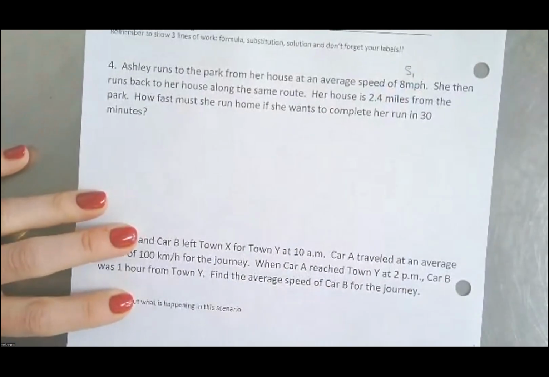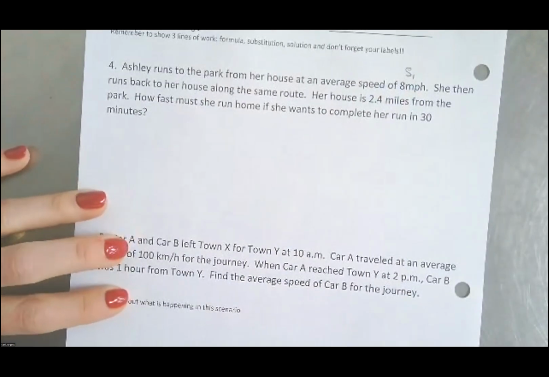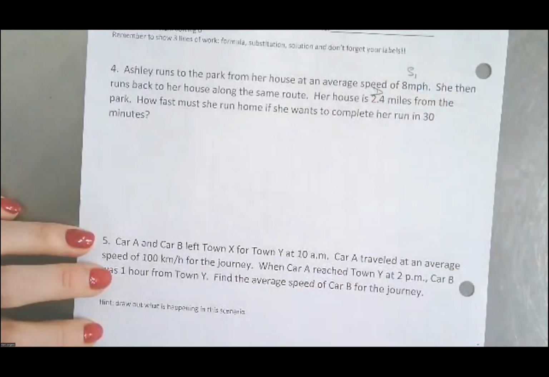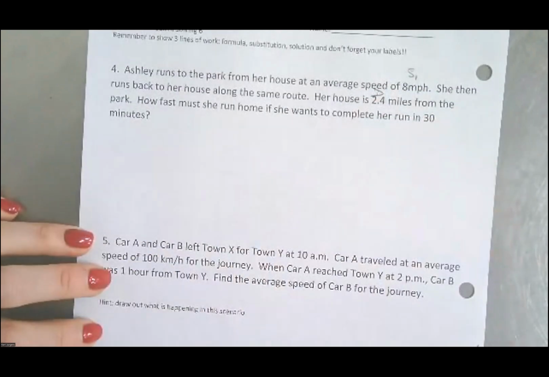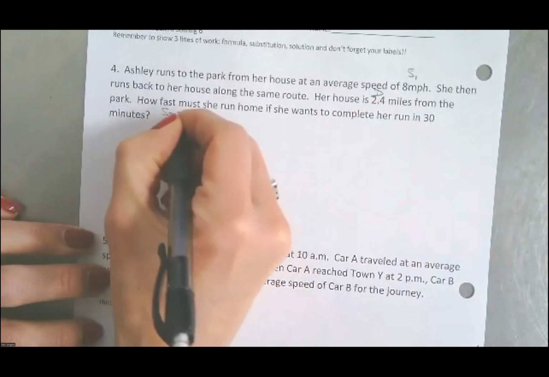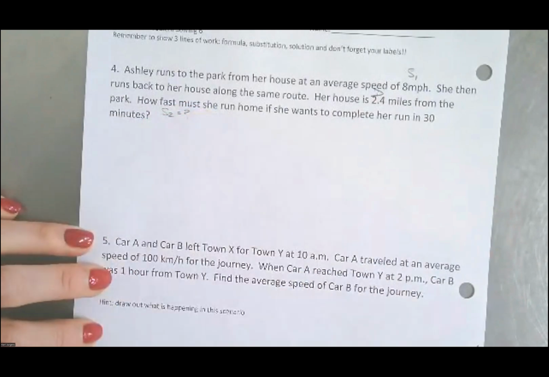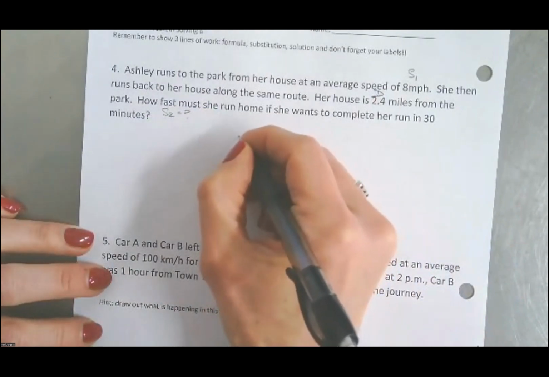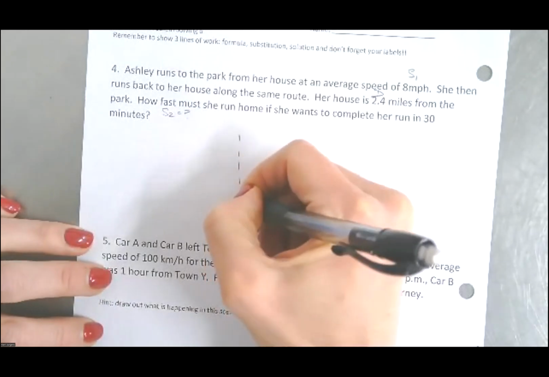That's one speed. She then runs back to her house along the same route. Her house is 2.4 miles, that's the distance from the park. How fast must she run home if she wants to complete her run in 30 minutes? Okay, let's split up our paper a little bit here, you guys.